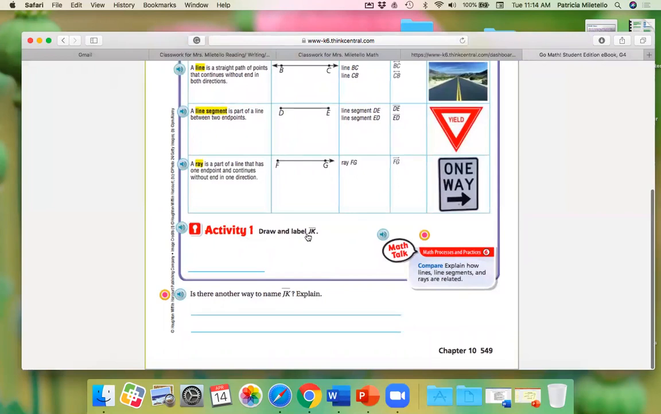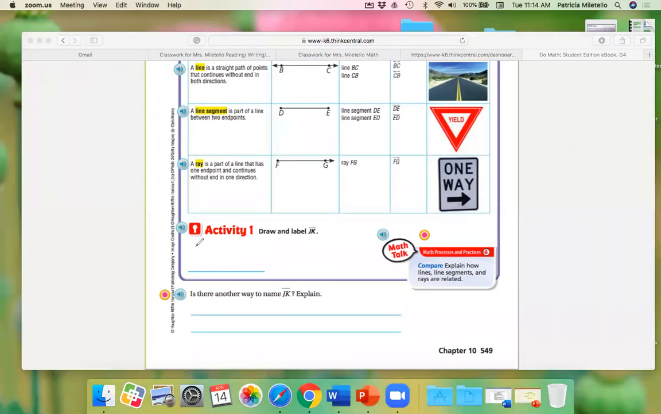You're going to draw and label a line segment JK. So let me just show you the way that you do that. You draw a line segment that has ends, and it should be straight, but mine is not. And then I would have points on it, and one end could be K, and the other end could be J. It doesn't matter what order I put them in, as long as I have those 2 points on my line segment, okay? Is there another way to name JK? Yes, you could name it KJ, right? Like I just talked about.